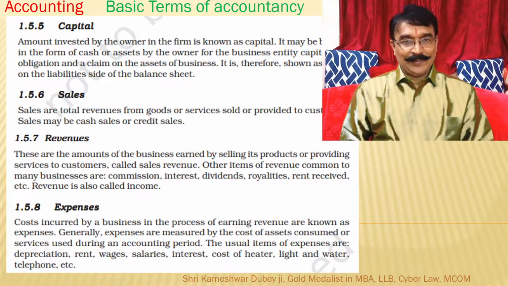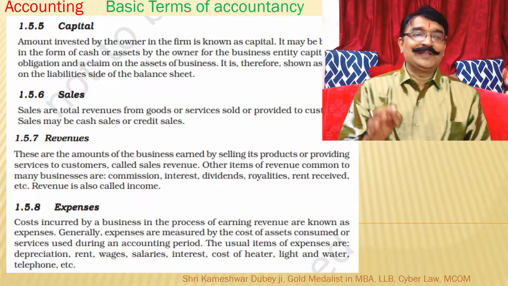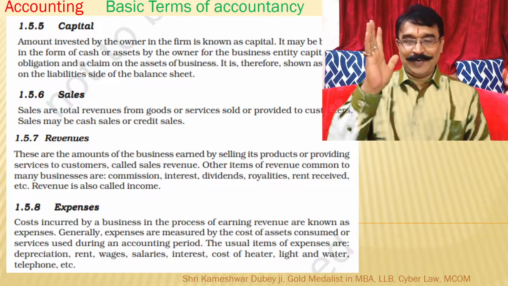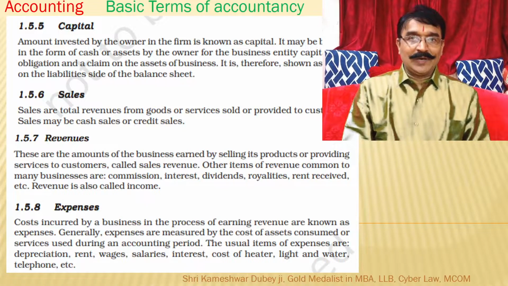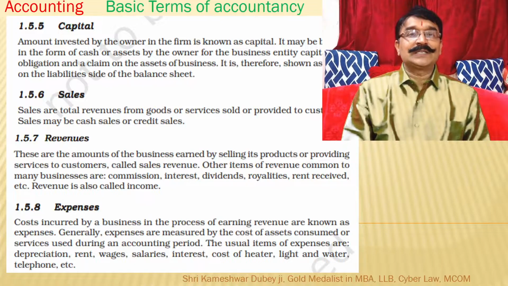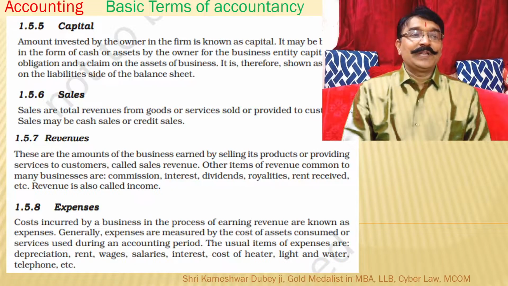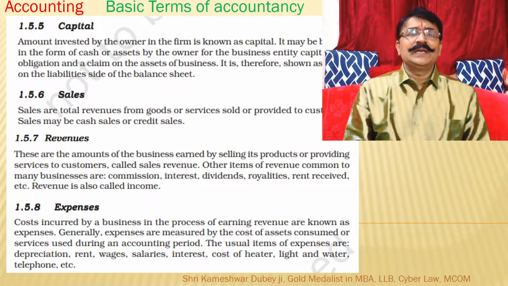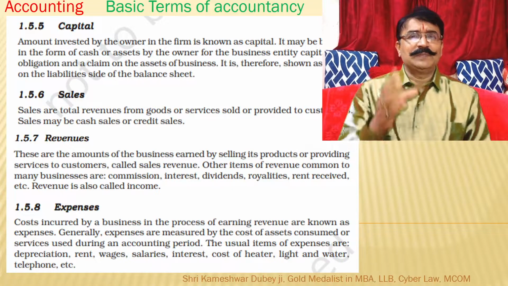Then comes capital. The amount invested by the owner in the firm is known as capital. Whatever amount has been invested by the owner, that amount is known as capital in accounting terminology. It may be brought in the form of cash or asset by the owner for the business entity. Capital is an obligation and a claim on the assets of the business.